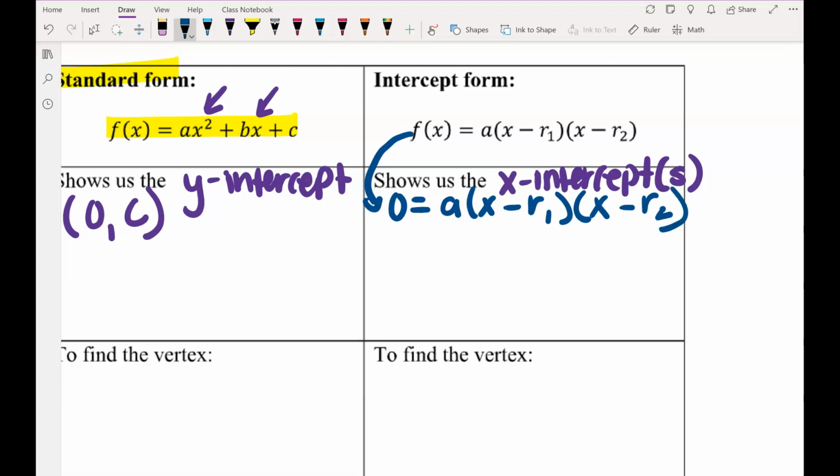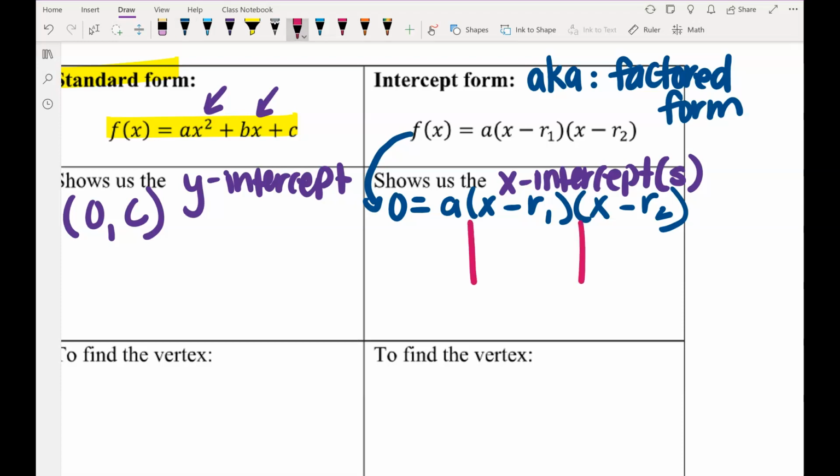Now, the intercept form, students, oftentimes you're going to hear me say factor form as well. Okay, so AKA factor form. So if you see me or hear me say factor form, it's the same as intercept form. Okay, so intercept form, just like in its name, we can find the intercept fairly quickly. Once it's factored, we take each factor and we set it equal to 0. So 0 equals a.